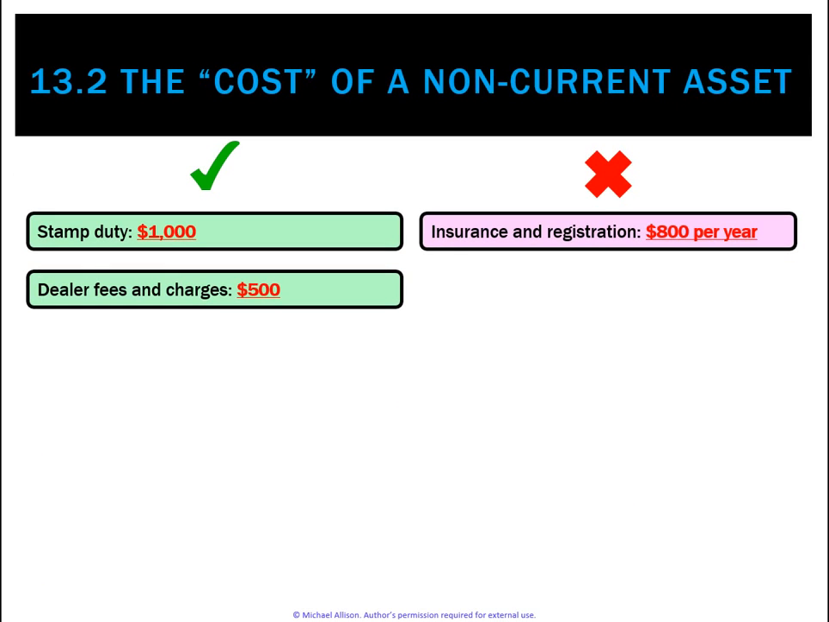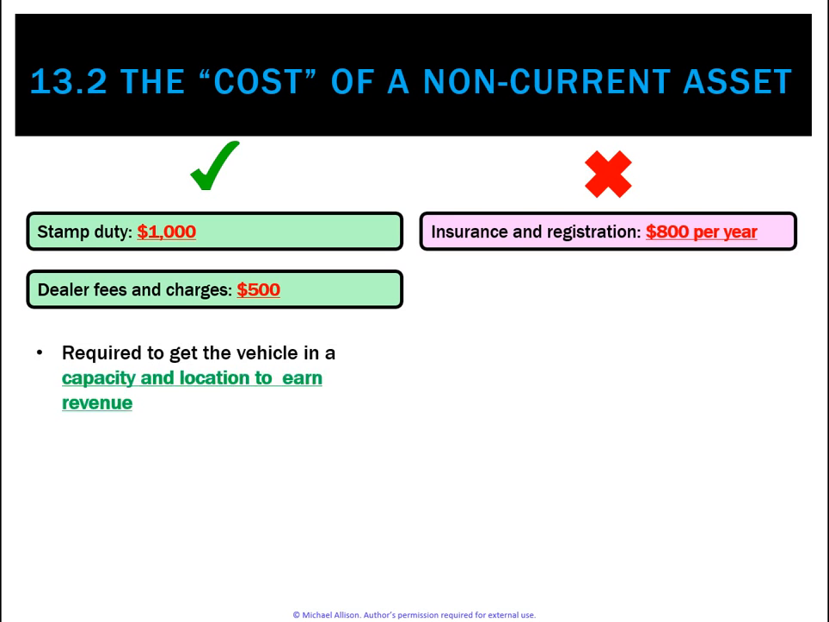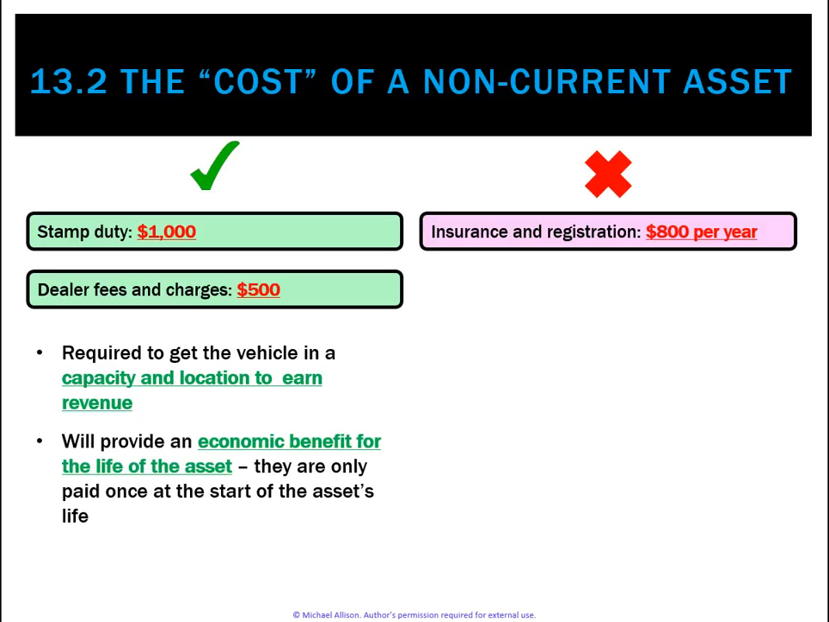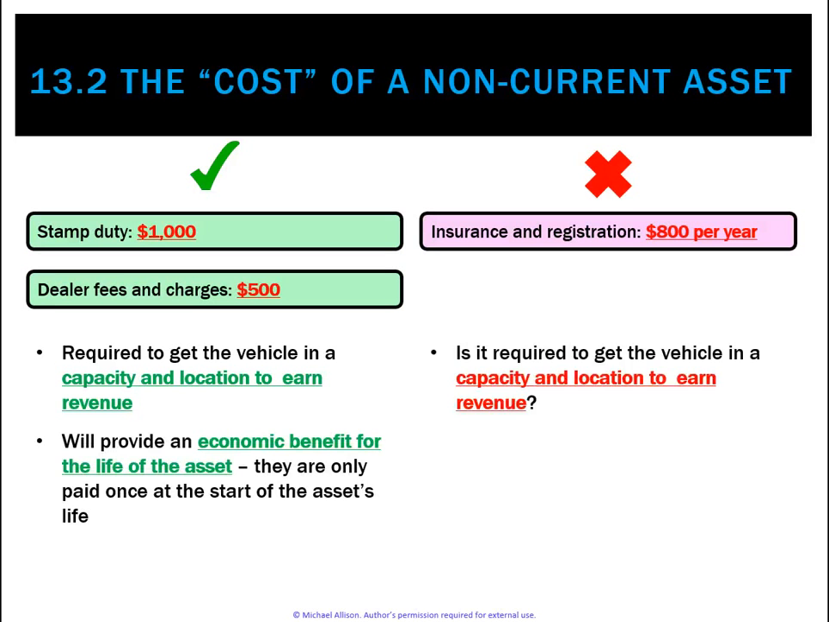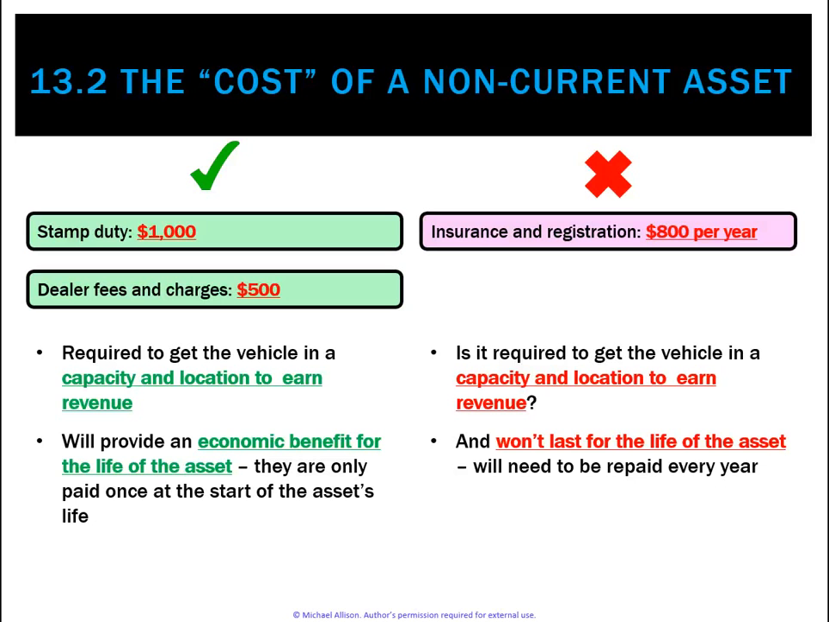So why did we attach the stamp duty and dealer fees as part of the cost but leave out the insurance? Well, the stamp duty and dealer fees were required to get the vehicle in a capacity to earn revenue, and they'll last forever. We only have to pay them once. Looking at the insurance and registration, is it actually essential to have that before you start using the vehicle? It probably is. You really shouldn't drive a car unless it's insured or registered, but then it's going to fail on the second account anyway because it won't last for the life of the asset. We're going to need to pay insurance and registration every year, so therefore that's not part of the asset's cost.